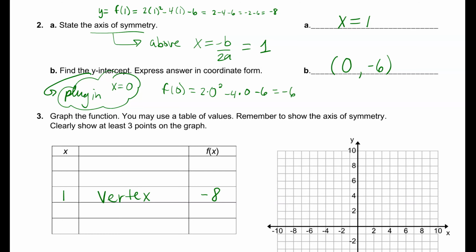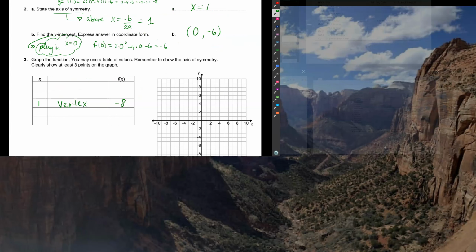Okay, hold on. The vertex? Yeah. The test is Wednesday. So, no. No, we don't even have class tomorrow.